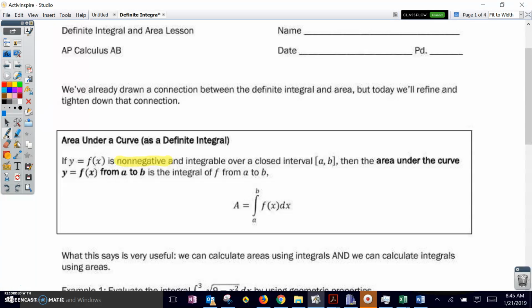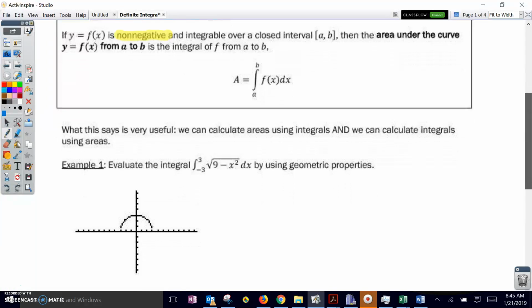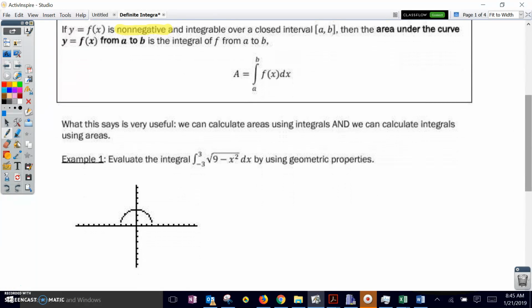Alright, let's look at an example here. It says here we can calculate areas using integrals, and we can calculate integrals using areas. So let's look here in example 1. We're going to evaluate the integral from -3 to 3 of the square root of 9 minus x squared dx by using geometric properties. And based on what we know about integrals so far, we don't really know how to calculate the value of this integral.